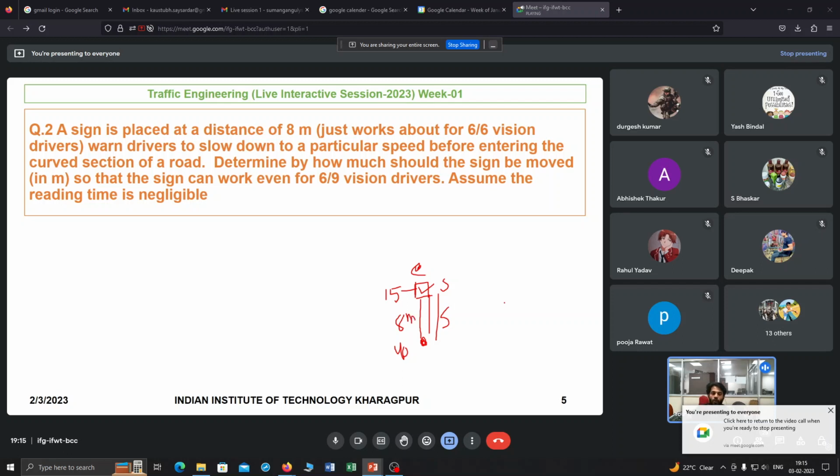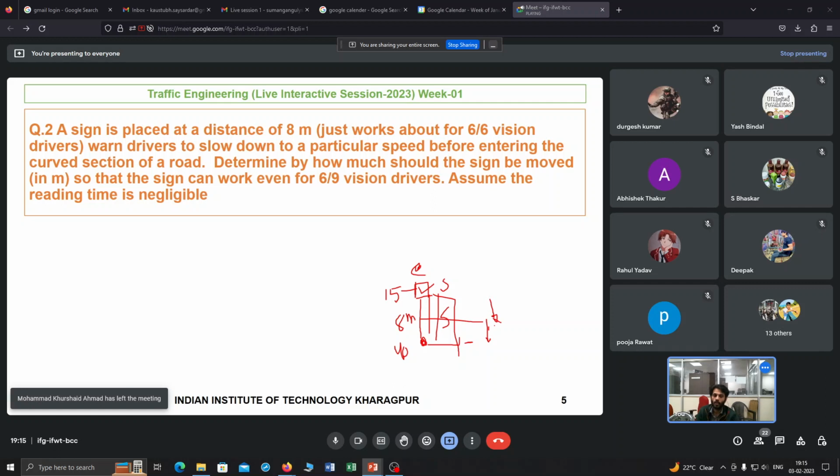Now I am saying for a poor vision driver, how much should the sign be moved so that I am seeing the same distance. Suppose I am seeing from this distance. So a poor vision driver who is here, he will not see at that distance. He should move forward and see. So what is this move forward? How much the sign should be moved backwards, that means, right?